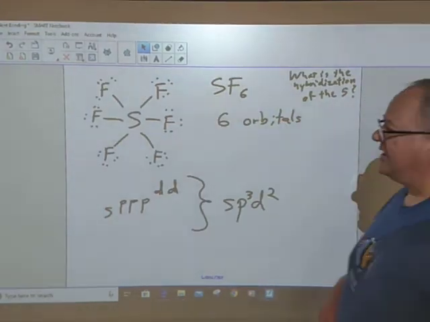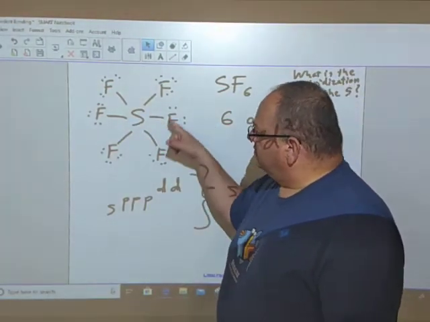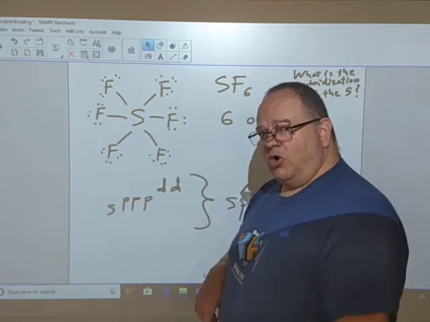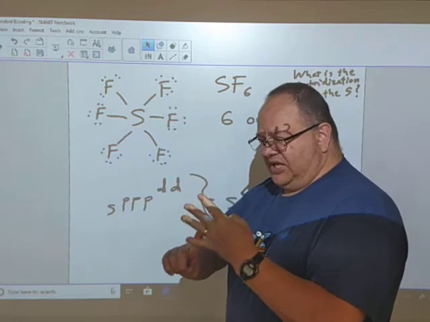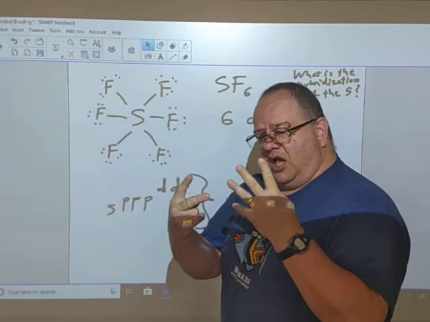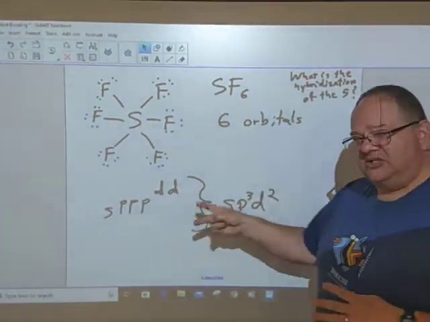Let's look at SF6. Sulfur has 6 single bonds. It needs 6 orbitals. So I start out with the s, p, p, p. I'm out of p orbitals. So then I go to d, d. I've got 6 orbitals: s, p3, d2.